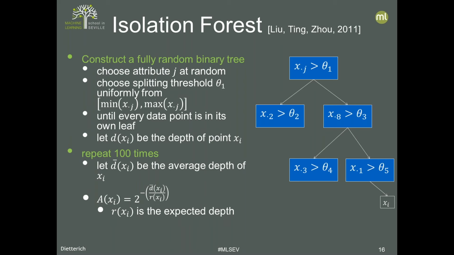Of course, if there are data points that are absolutely identical, we consider them isolated if they both reach a leaf. So we build a forest of these trees, an ensemble, say 100 trees, for example, and we let d bar of xi be the average isolation depth of data point xi. And then there's a way to normalize this, based on the expected depth from a theoretical calculation. And so our anomaly score is on a scale from 0 to 1, where an anomaly score larger than about 0.5 signals that it's anomalous.